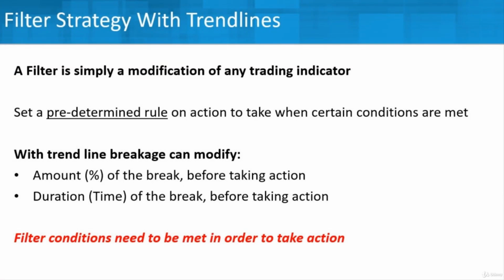So at its base level, a filter is simply a modification of any trading indicator. And basically, you're setting a predetermined rule on an action that you'll take when certain conditions are met. All right. So that's just the key thing. It is predetermined. You've already decided that when this happens, then you will take a certain amount of action.